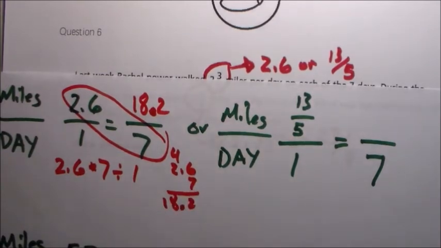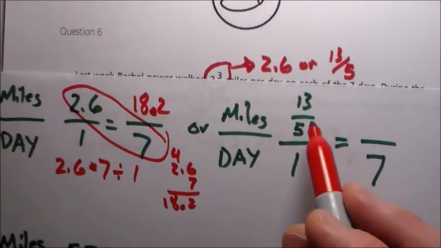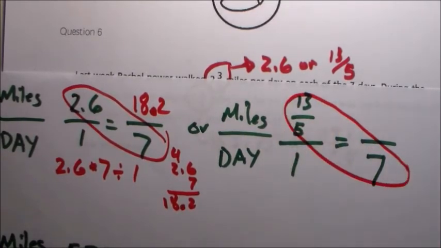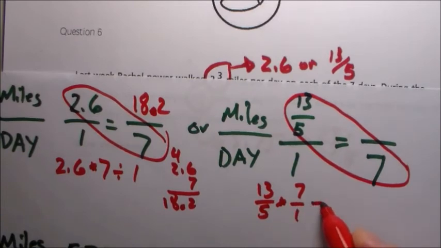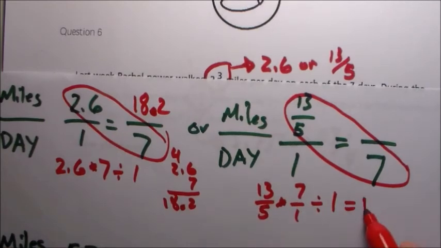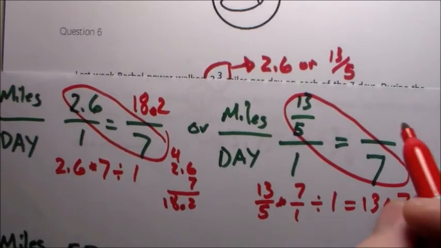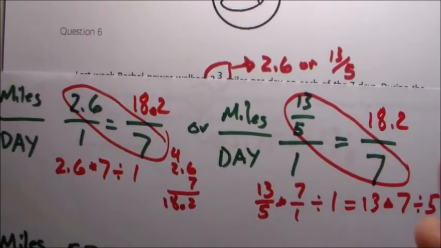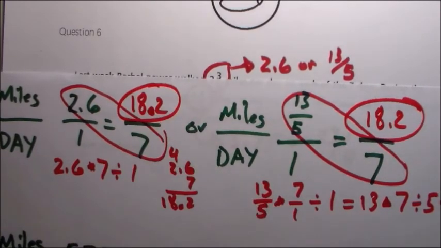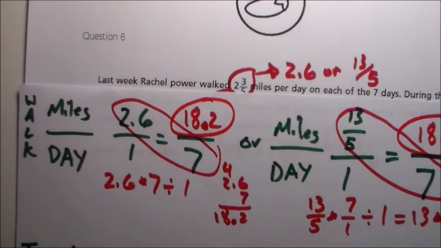All right. Is that what we're going to get if we do it the other way? Well, think of it this way. We have same deal of cross multiplication and division, right? We have 13/5 times 7. We can think of that as 7/1 divided by 1. And that, if we plug it into our calculator, 13 times 7 divided by 5, then divided by 1 again. And if we do it all out, we're going to get the same number, 18.2. All right, so we're good to go on the walking. We have 18.2 miles walked.